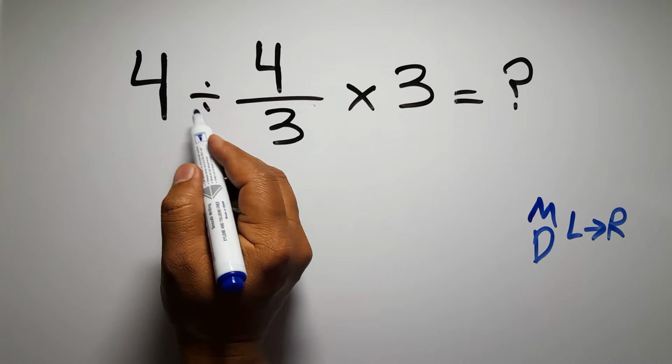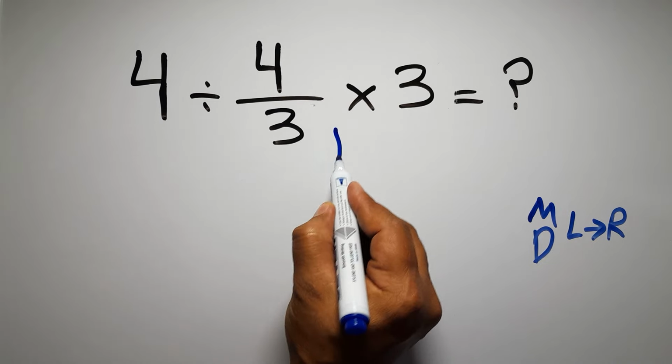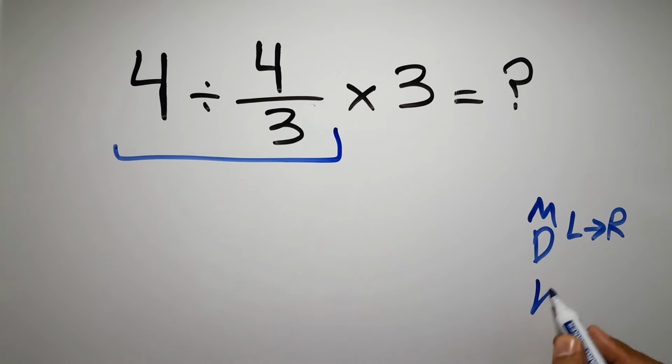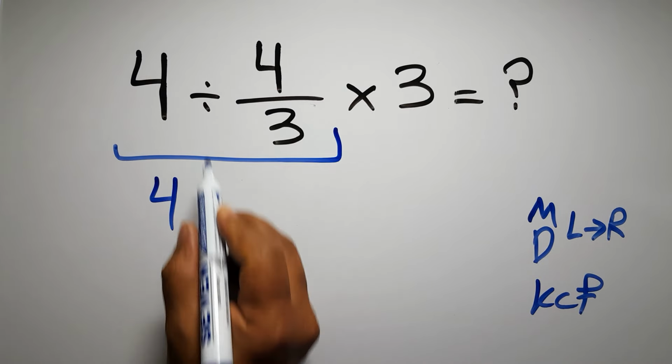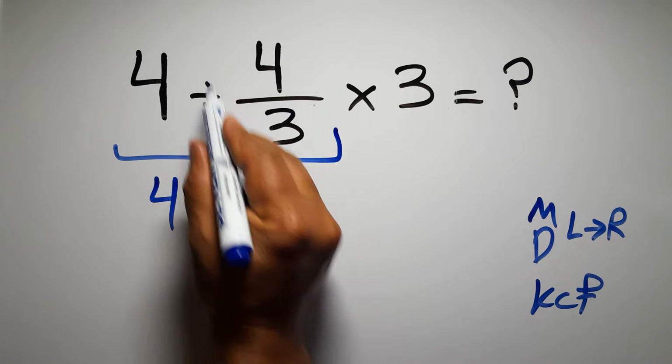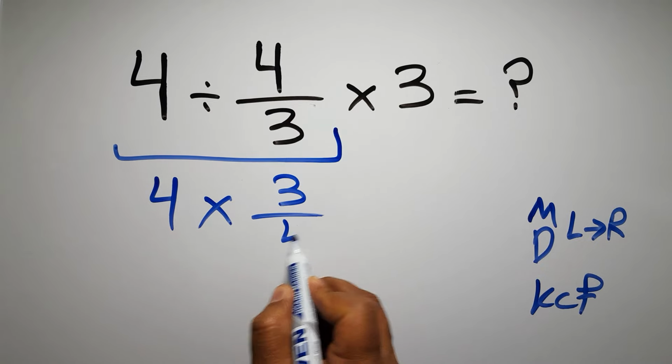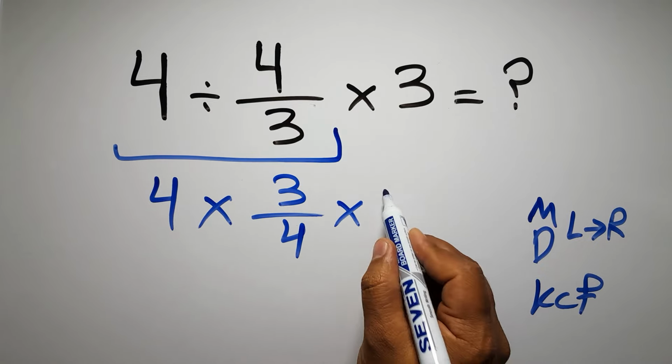So first this division, 4 divided by 4 over 3. According to the KCF rule, K stands for keep, C stands for change, and F stands for flip. We can write keep the first fraction, change division to multiplication, and flip the second fraction. And here we have times 3.